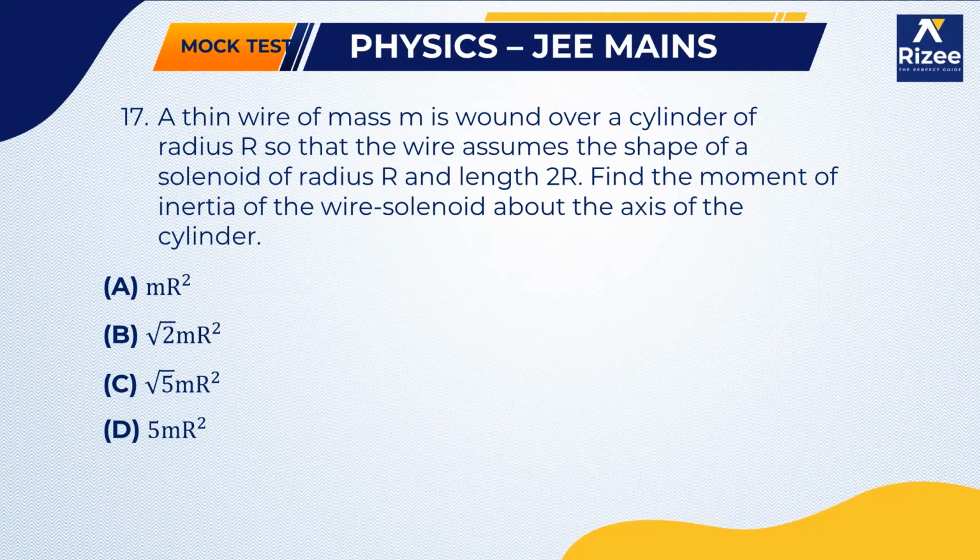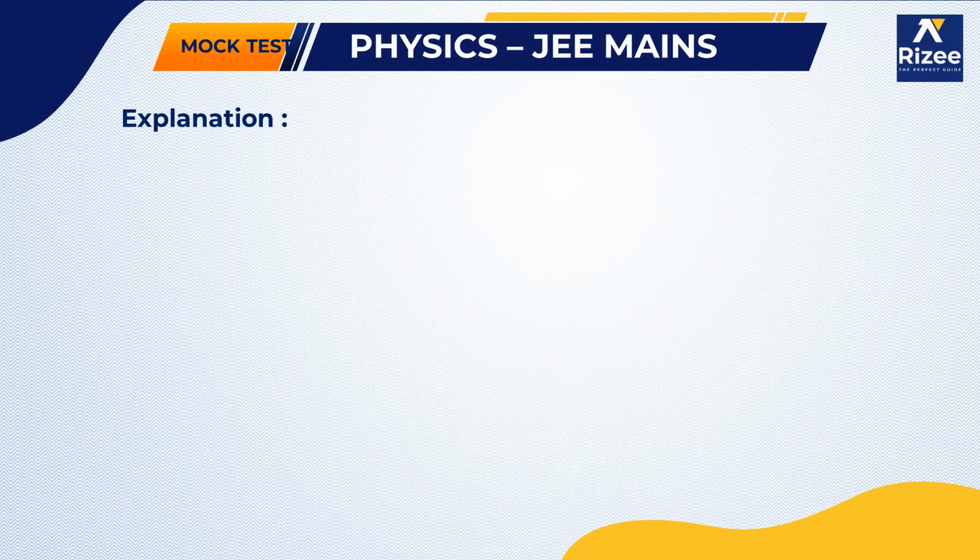Question number 17. A thin wire of mass m is wound over a cylinder of radius r, so that the wire assumes the shape of a solenoid of radius r and length 2r. Find the moment of inertia of the wire solenoid about an axis of the cylinder. So now in this particular case, suppose this is your wire wound over a cylinder. So let us assume this is our cylinder. On this cylinder we are winding a wire like this.